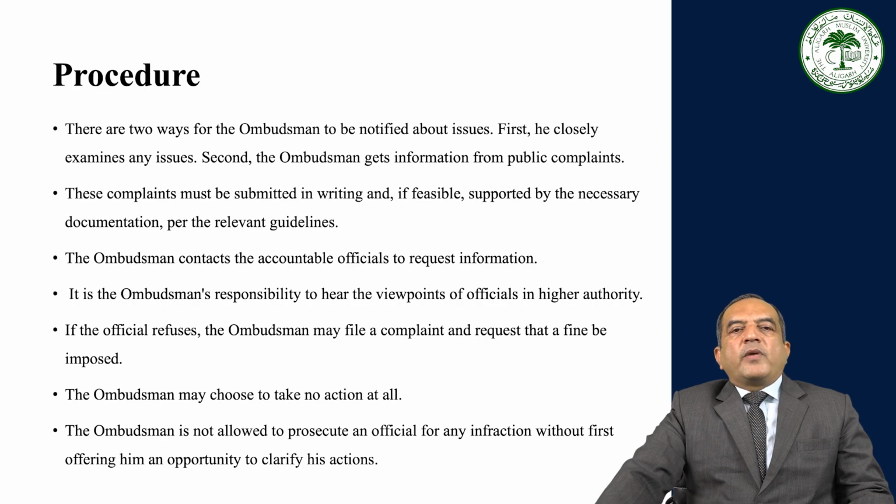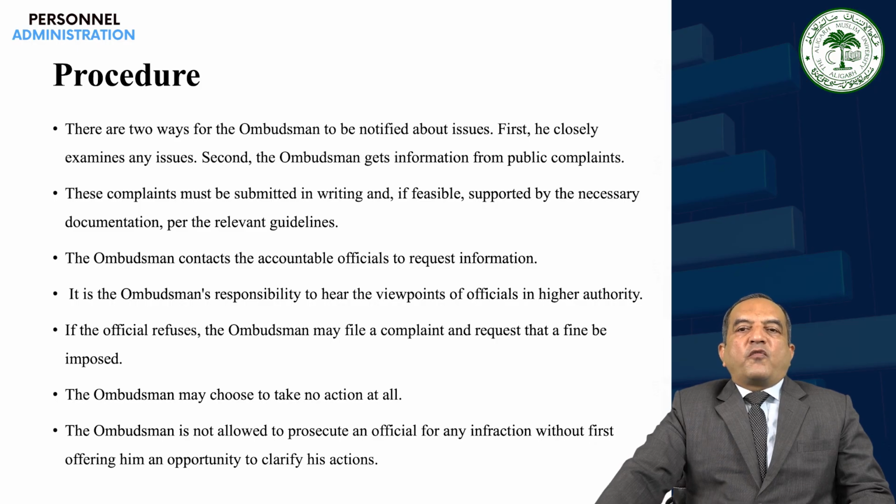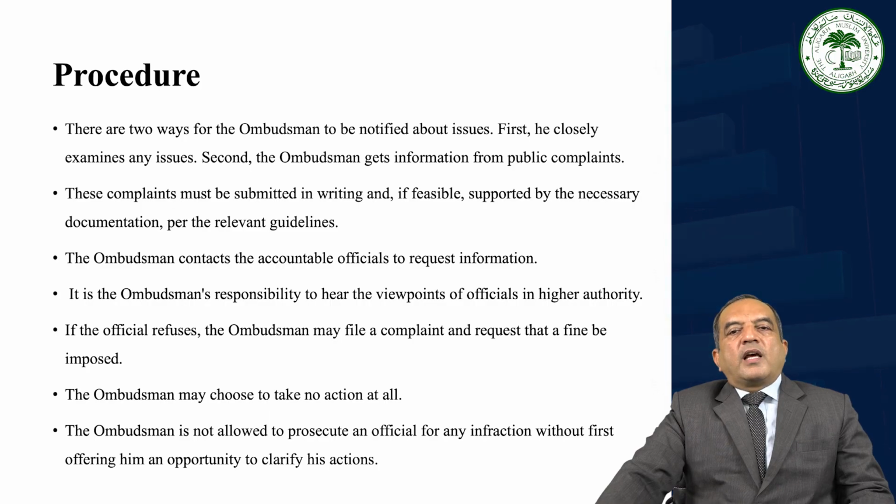The ombudsman may choose to take action and press charges against officials whose conduct has been flawed, or condemn the official directly or in his report to parliament, based on the facts that he gathered during the inquiry. The ombudsman is not allowed to prosecute any official for any infraction without first offering him an opportunity to clarify his actions, which is the only restriction on his ability to choose sanctions.